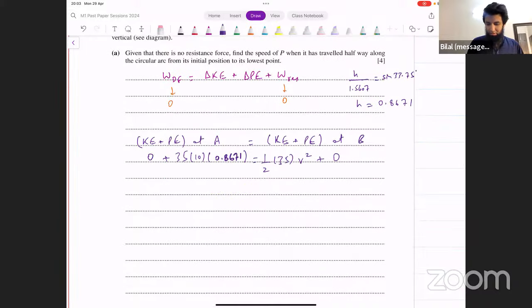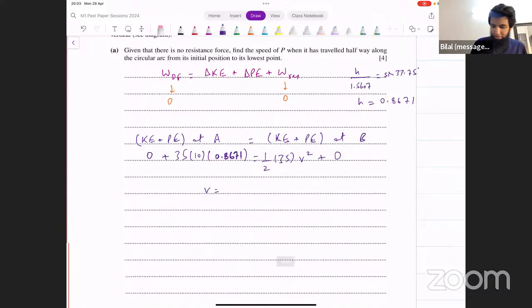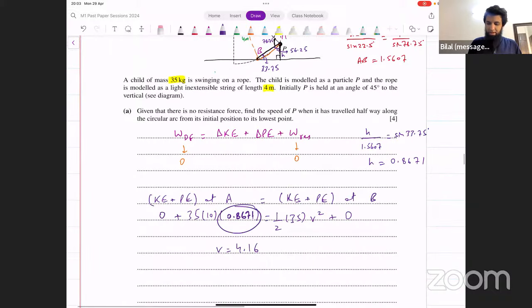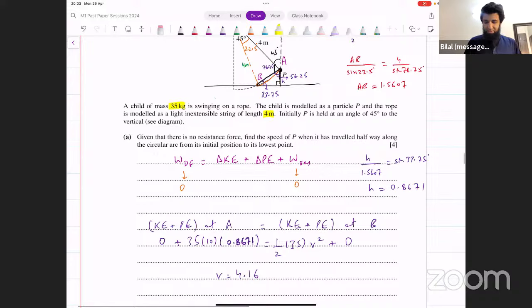And this turns out to be, now let's do this again, 35 and 35, they get cancelled. 20 into 0.8671, and then square root of that. That's going to be 4.164, yeah. This is 4.16. Okay, so this was all fine. I input the wrong value here. But still, I think this question statement is kind of confusing.